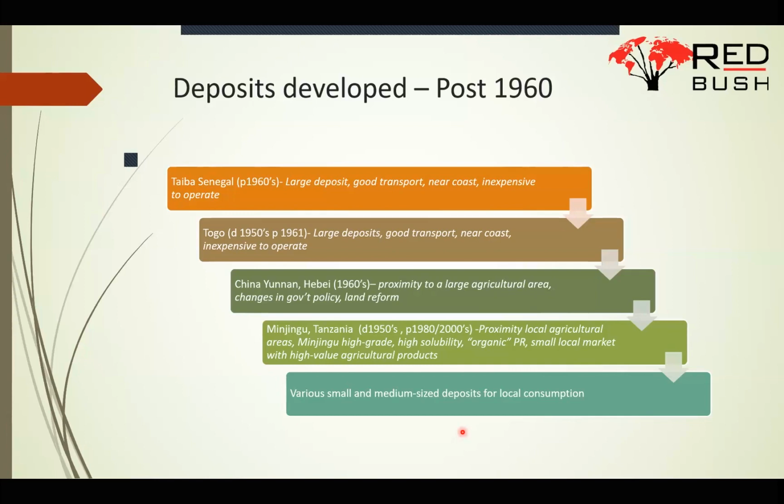Now, Minjingu, I'm going to give more detail on. It's proximity to local agricultural markets, same thing. It's very, very high grade. It's a very high quality product. And it has a small local market with high value agricultural products. Everything pretty much now stops in Africa, and then not a lot developed in the US, except for some small and medium-sized deposits for local consumption.